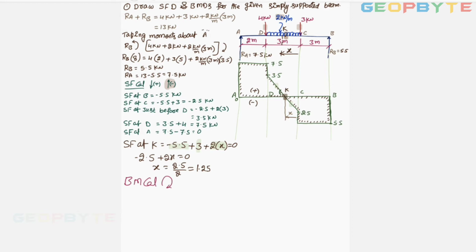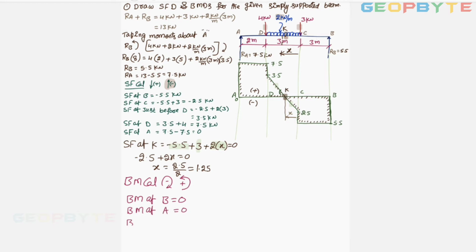For that, clockwise moments are negative, anti-clockwise moments positive. Now, BM at B how much? 0. For any simply supported beam, bending moment at both ends equal to 0. BM at B equal to 0 and BM at A also equal to 0.